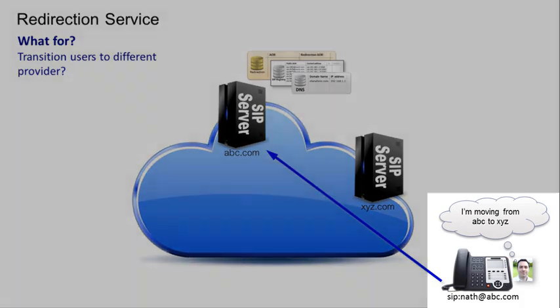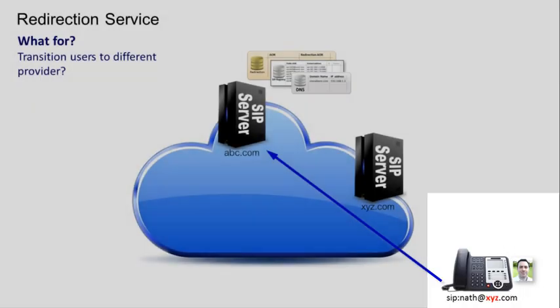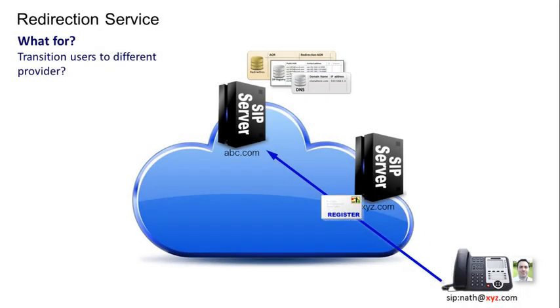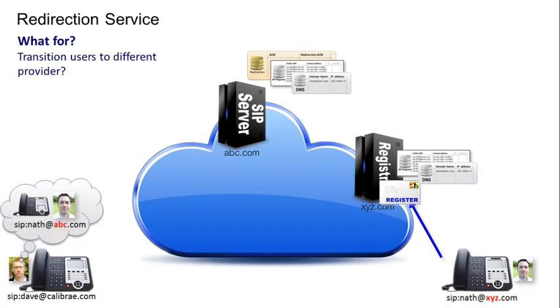Of course, his SIP address of record would change from sipnath at abc.com to something like sipnath at xyz.com. And instead of registering with ABC, he'll register with XYZ. But what about calls made to his ABC address? What happens to them? Well, that depends.